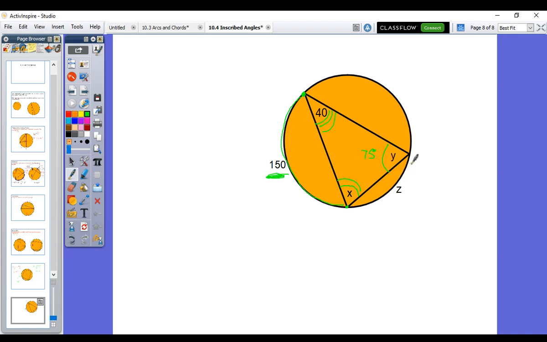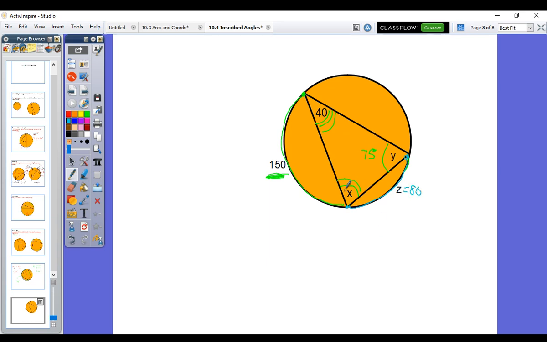So look at Z over here. Z is talking about this arc. I'm going to do this in a different color. Z is this arc that goes from here all the way around to here. Well, we follow these legs, and that leads to this angle over here. So if that's 40, this is double that, making this 80.